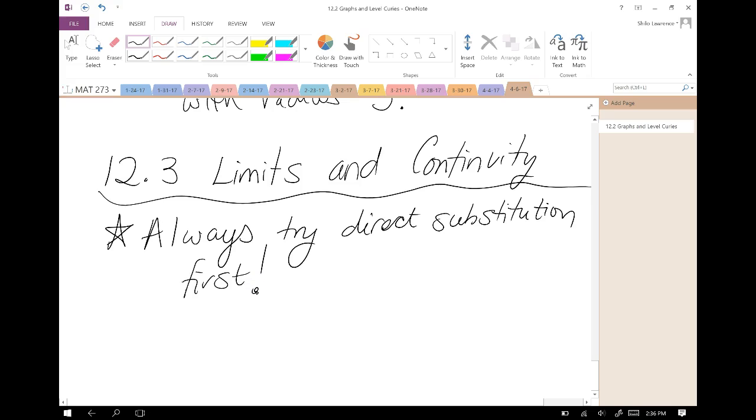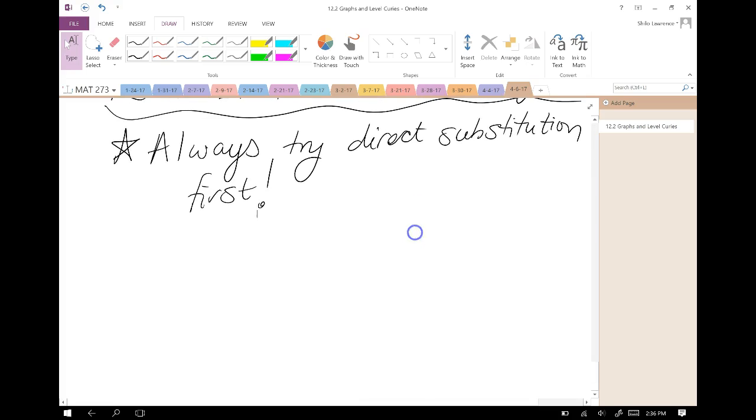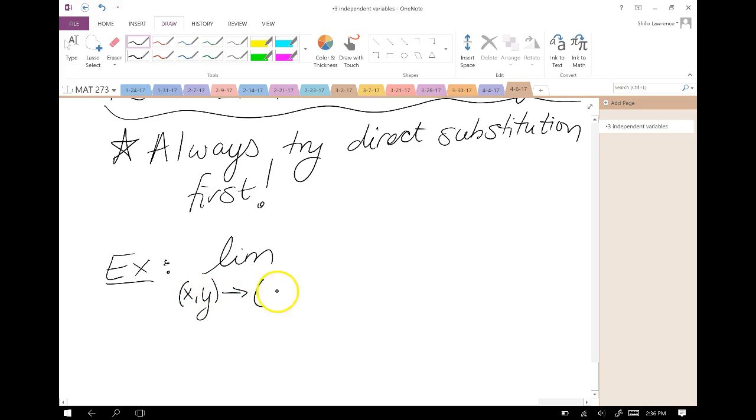So we're always going to try direct substitution first. That's the same strategy we use in Calculus 1. Always just try to plug your values in first and see if you get an answer. If we're asked for the limit, since we have two independent variables, they have to give us values for both of them. They're going to say as x, y approaches, and they've got to give us values for both, since it's a function of two variables.